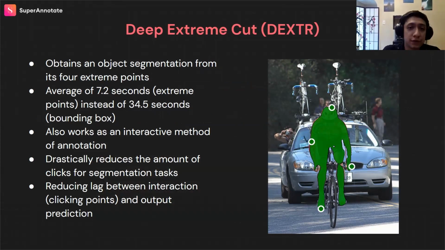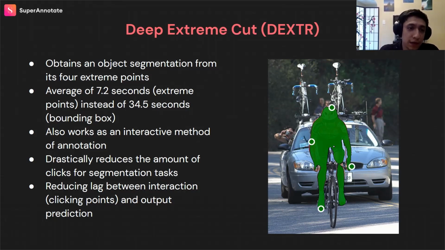Next up, we have the deep extreme cut, also known as Dexter. As I mentioned previously, this was an interesting use case where they stopped using bounding boxes as the signal for the neural network input. And they instead focused on using key points. The idea here is that you would select the most extreme 4 key points that you could find. So you would have one at the top, one at the bottom, one at the left, and one at the right. And with those 4 clicks, the neural network could then create its own bounding box and also then segment inside of that area.